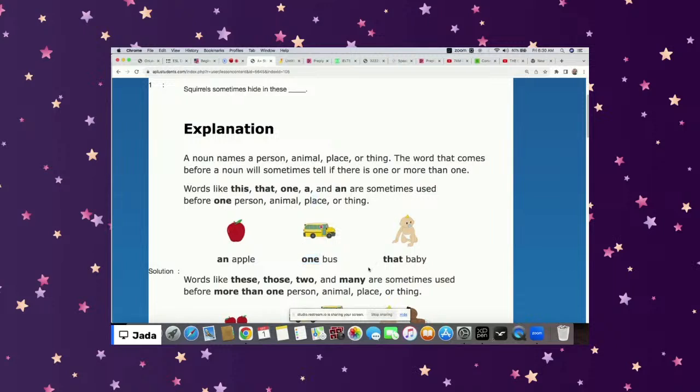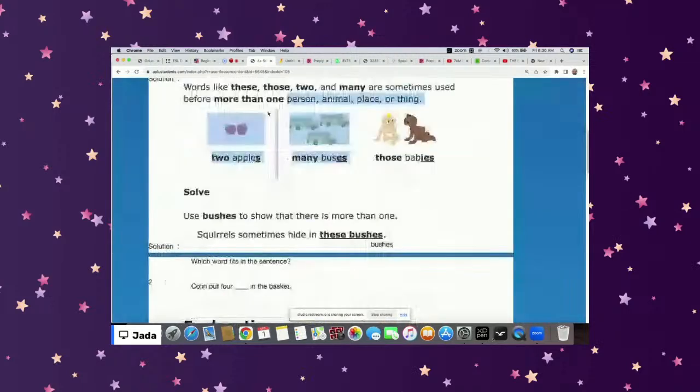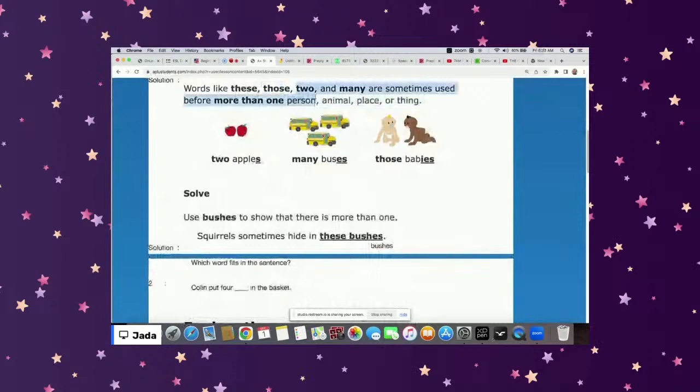And then that baby. When you're saying that baby means that you're referring to only one baby. Okay, so depending on the words you see first, they let you know what you will encounter, what you will meet. So this is it. An apple, one bus, that baby. And also words like these, those, two, and many are sometimes used before more than one person, animal, place, or thing.